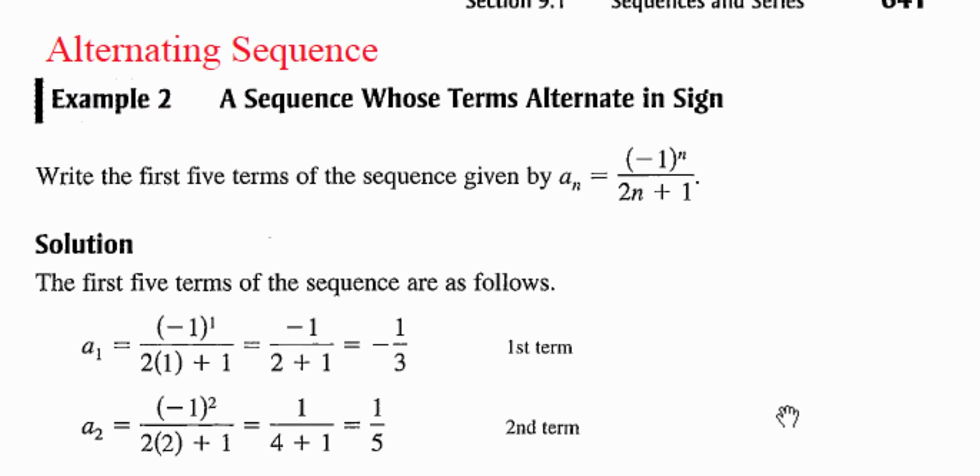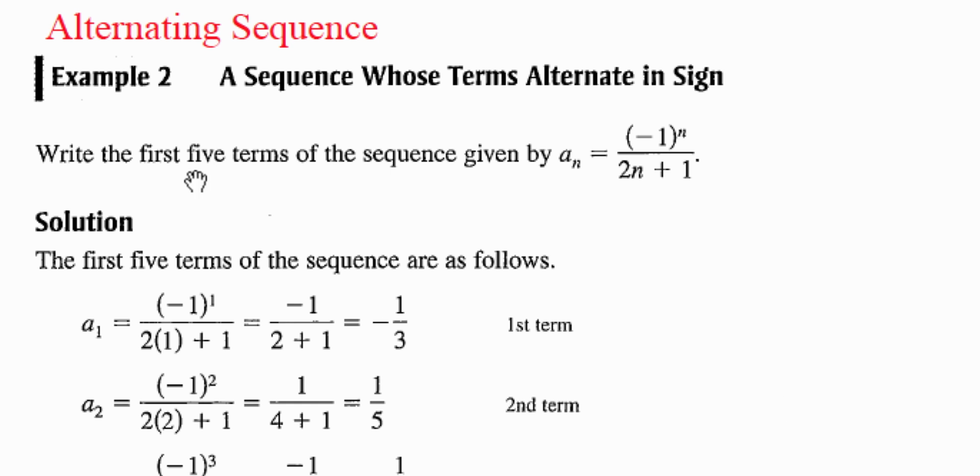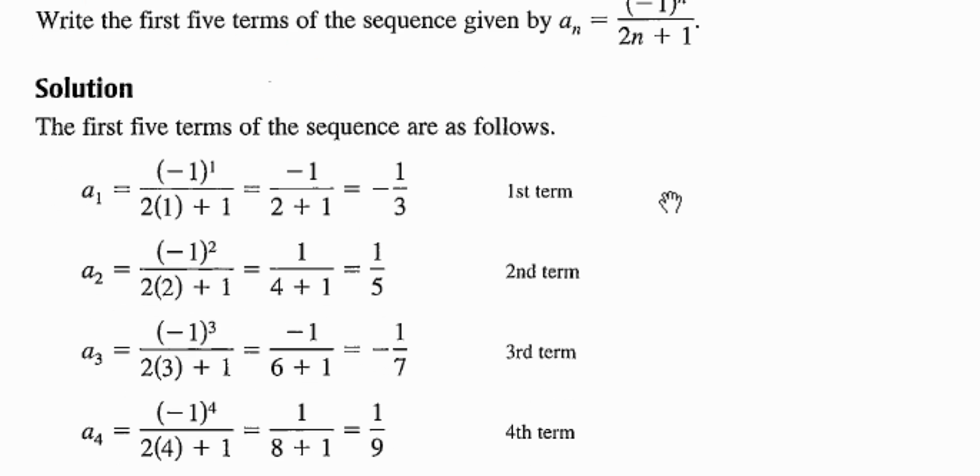Let's talk about alternating sequences. Write the first 5 terms of the sequence given by a sub n is the expression negative 1 to the n, all divided by 2n plus 1. So let's write out the first 5 terms. A sub 1 is negative 1 to the 1 over 2 times 1 plus 1. Well, this becomes negative 1 over 2 plus 1, and that's negative 1/3. A sub 2 is negative 1 squared over 2 times 2 plus 1, which is 1 over 4 plus 1, which is 1/5.